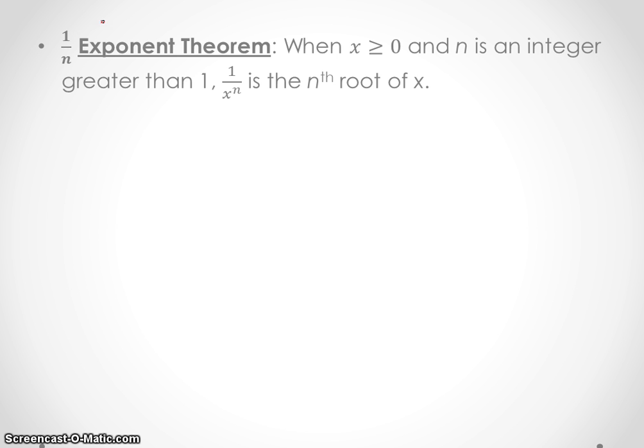Alrighty, our next theorem is your 1 over n exponent theorem. So it says when x is greater than or equal to 0 and n is an integer greater than 1, we say 1 over x to the nth power is the nth root of x. Okay, so go ahead and jot that down. I'll explain it in a little further detail here when we see our next example.